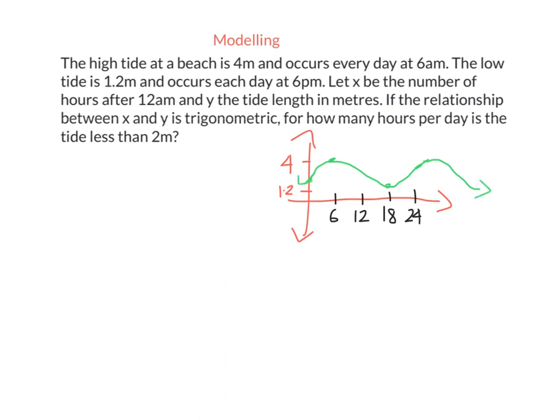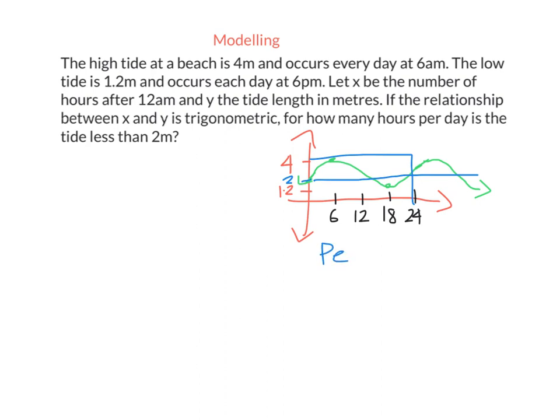This is periodic data. The tide length goes up and down, up and down, reaching a maximum at 6 a.m. each day and a minimum at 6 p.m. each day. So periodic data like this is very well modeled by sine and cosine graphs, because they go up and down, up and down. So we're looking at how many hours per day the tide is less than 2. So we want to find 2 here, and find how many hours a day it's less than this. So this here is 1 full day. 1 period is 24 hours.